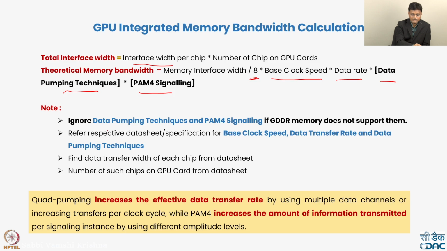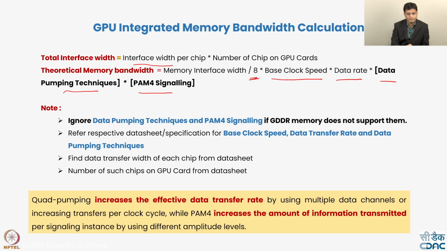That is why I mention here: ignore the data pumping technique and PAM4 signaling if the GDDR memory does not support them. It is always recommended to refer to the data sheets or specifications for base clock speed, data transfer rate and data pumping technique.